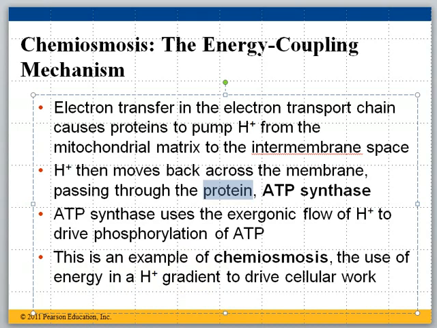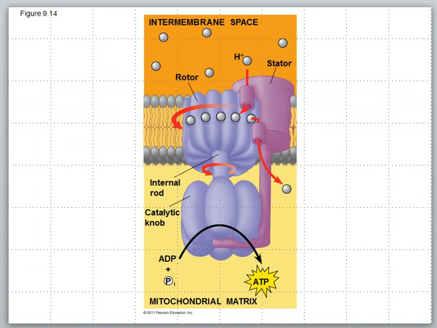So what we're saying is the energy that gets released through the electron transport chain is used for active transport to move H plus ions against the electrochemical concentration gradient. And then as those H plus ions flow back to where they would naturally want to be, that flow is what powers ATP synthase. So let's take a look, because a picture is always more helpful than just words.